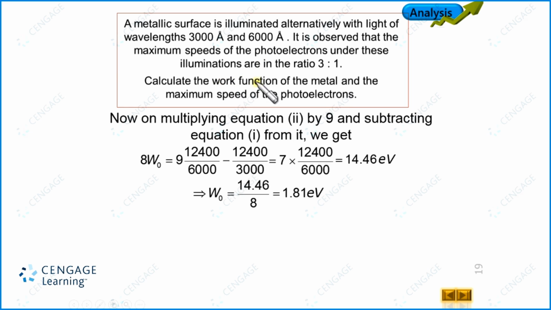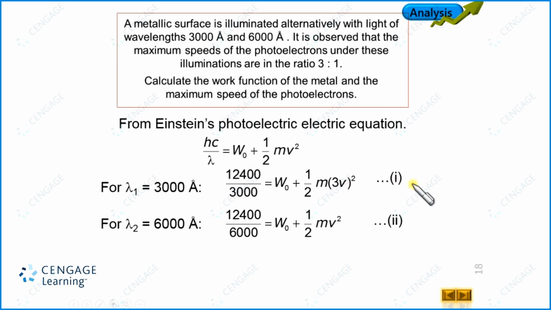The first part of the question we have calculated. Now let us find the maximum kinetic energy of the photoelectrons, right? We can do one thing if we want to calculate this maximum kinetic energy, because we have calculated the value of W naught. Let us use any of the equations. Equation number 1 we can use because we know the value of W naught. We know the value of small m. We can get the value of V. We can use any of the equations.